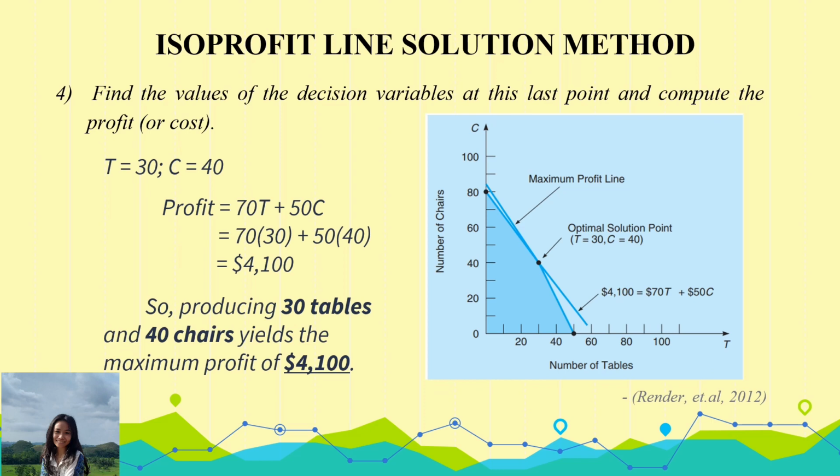We will now calculate the profit through the equation profit equals 70t plus 50c. We need to replace the t and c with their corresponding values. So producing 30 tables and 40 chairs yields the highest gain of $4,100.